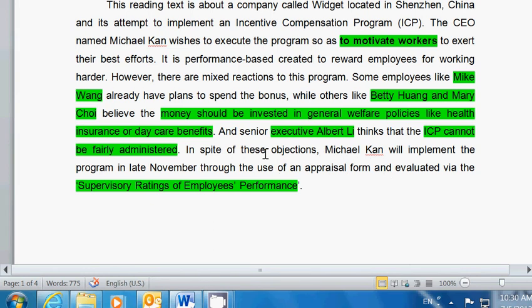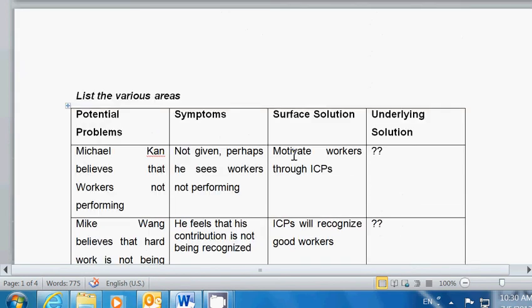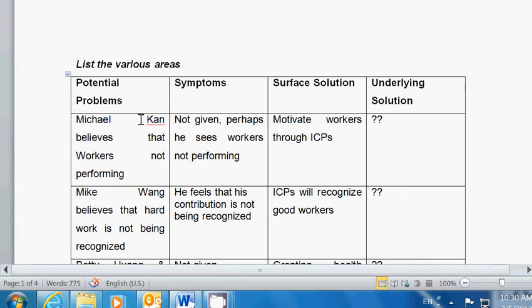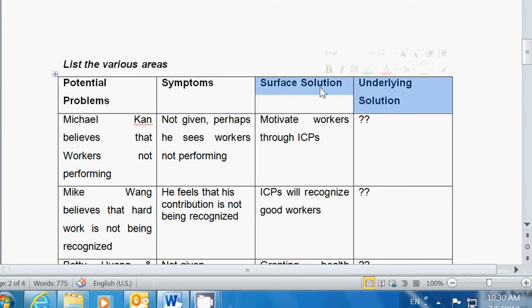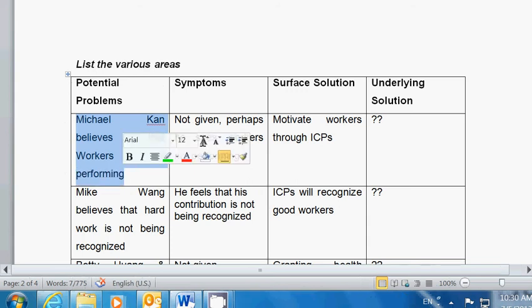The next thing to do in identifying the problems is to take that and begin to organize it. And here I've done this. I've listed the potential problems, the symptoms, and surface and underlying solutions, and this really could almost be one category, because at this time we really don't know if something is a surface solution or simply an underlying solution. Under potential problems, we have where Michael Kahn believes that workers are not performing.